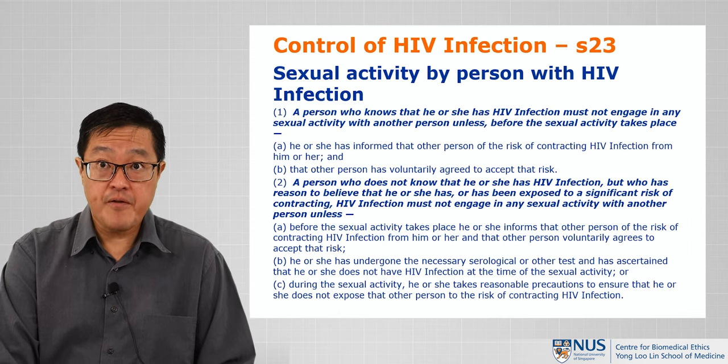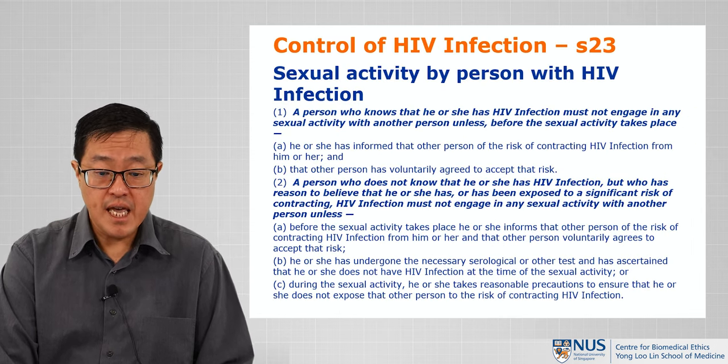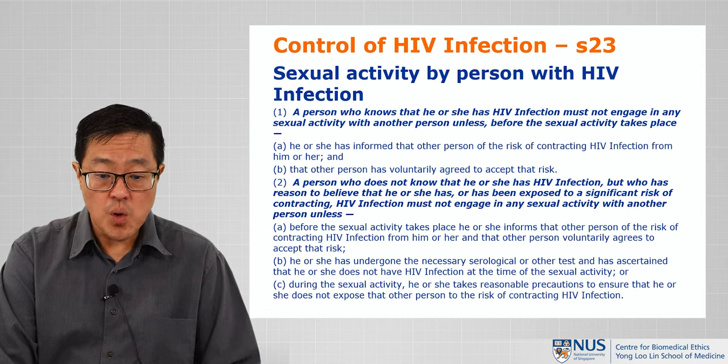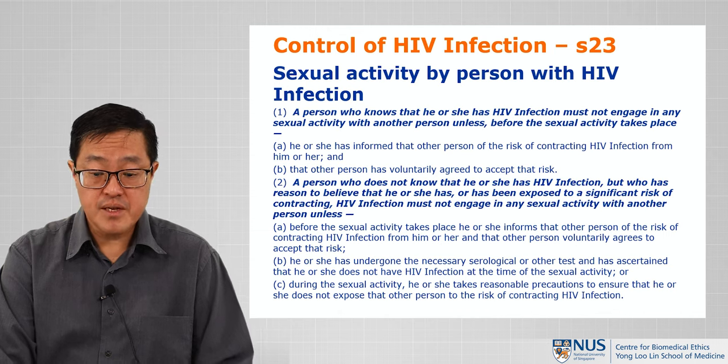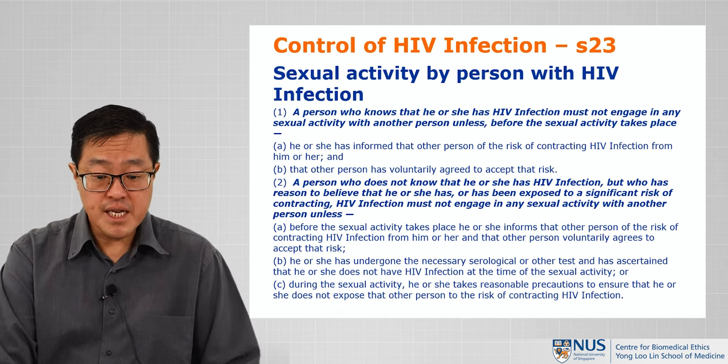Then there are specific provisions in terms of HIV, whereby a person who knows he has HIV infection must not engage in any sexual activity with another person unless, before that sexual activity takes place, he informs that other person of the risks of contracting HIV, and that person has voluntarily agreed to accept that risk. Then there are other provisions in there. Again, I will leave you to read through it yourself.